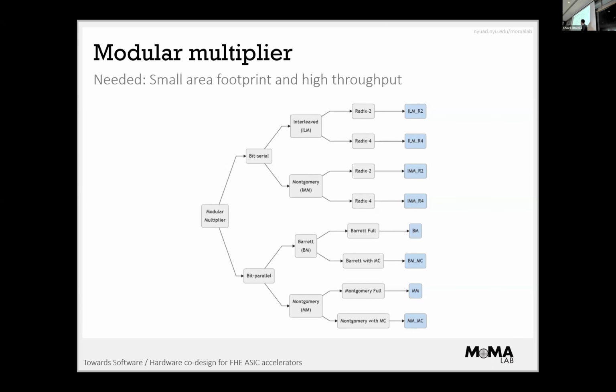So we did the exploration using some algorithms: interleaved and Montgomery for bit serial. Montgomery can also be used with bigger chunks, and the Barrett reduction and the Barrett multiplier is also what we tested a lot for understanding performance. The only remaining piece here is the MC label. I should have the label here. That stands for modulus constraint.